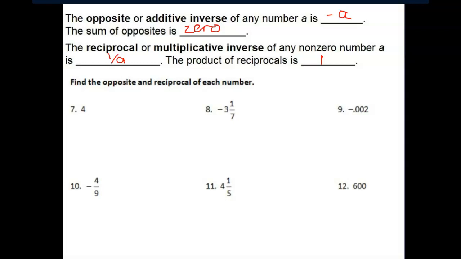So it says to find the opposite and the reciprocal. I'll do the opposites in red and the reciprocals in blue. So the opposite of 4 is negative 4. Its reciprocal is 1/4.